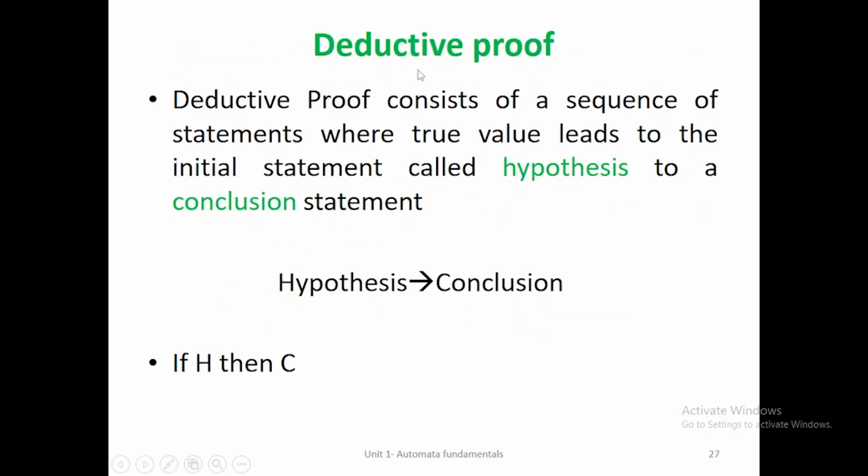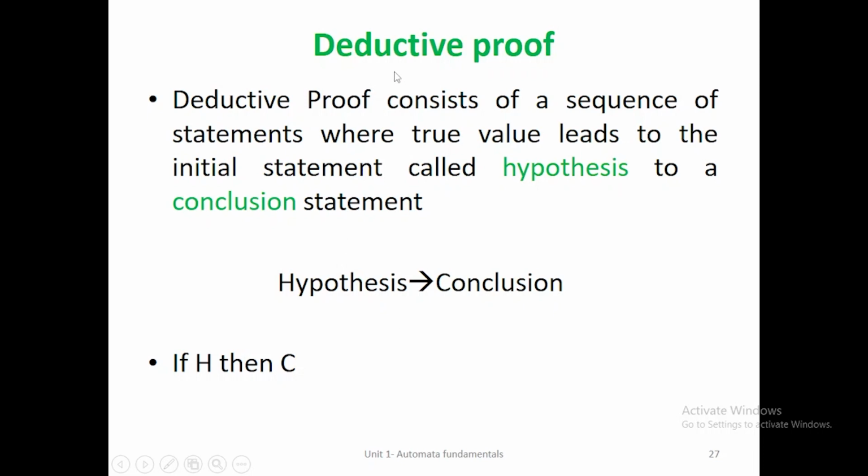Let us discuss deductive proof. A deductive proof consists of a set of sequence of statements. Each statement contains a true value. How can the true value be formed? The true value leads back to some initial statement in a particular sequence. Those initial statements are called hypotheses. Those hypotheses can find a conclusion. So it is written as hypothesis implies conclusion.